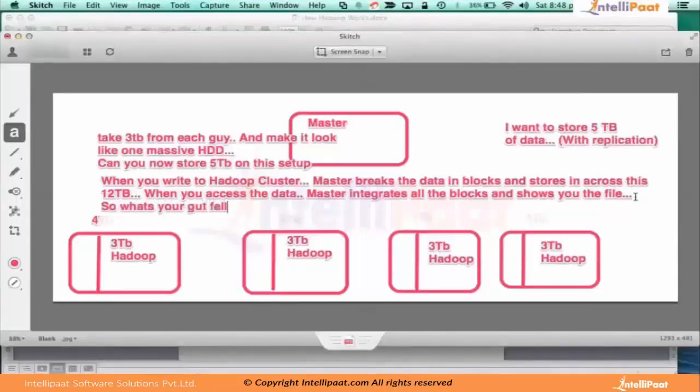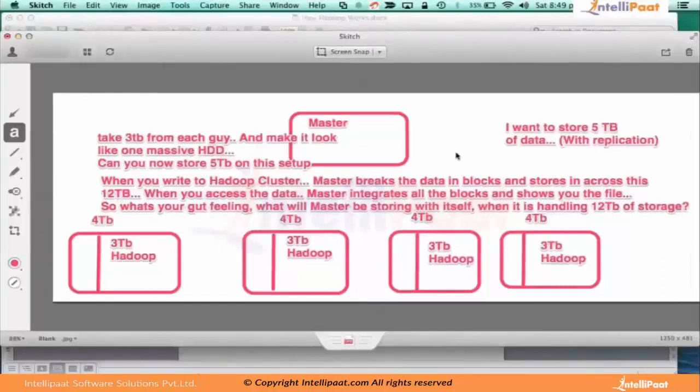So what's your gut feeling? What will the master have to deal with when it is handling 12 TB of storage? We've told him, hey master, I've given you 4 servers, you break everything into pieces and store it. So if I give you a file which is facebooklikes.txt, which is let's say 5 terabytes, you break it into blocks of 64 MB and spread it across the cluster and store it. So that's called metadata. So what really happens is, this guy stores something called metadata or mapping. Basically, facebooklikes.txt is blk 001, 002, all over the place, correct?